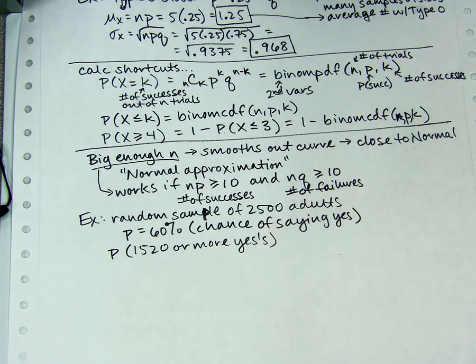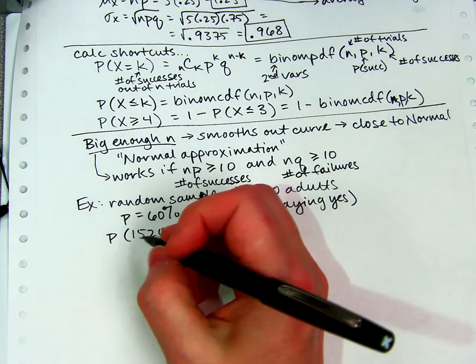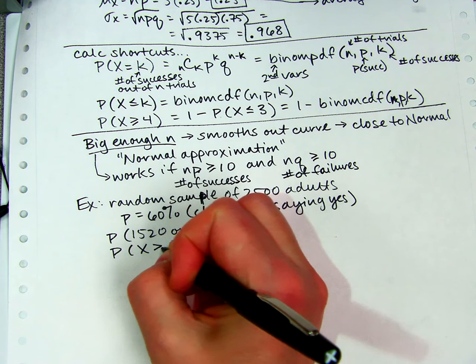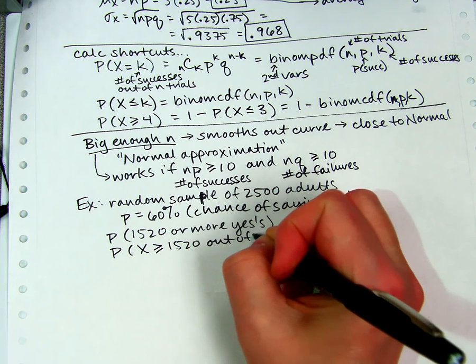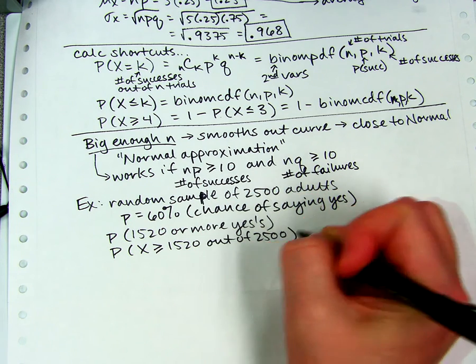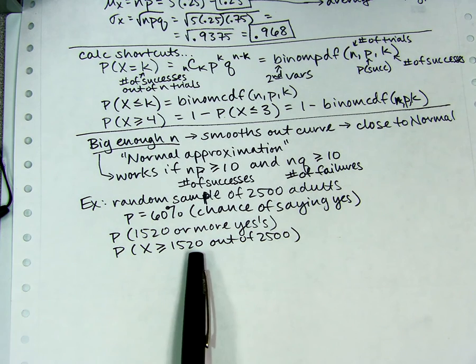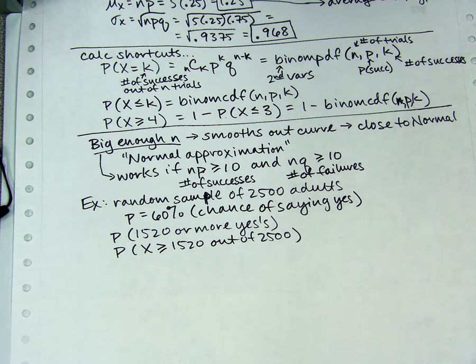So I'm going to tell you the hard way and the easy way to do this. Actually, they're both not too terrible with a calculator. So that's the probability that x is greater than or equal to 1520 out of 2,500. That is what we want to find. Now if I didn't have the shortcuts, I would be finding the probability that it equals 1520, plus the probability that it equals 1521, plus the probability that it equals 1522. Do you get the idea?